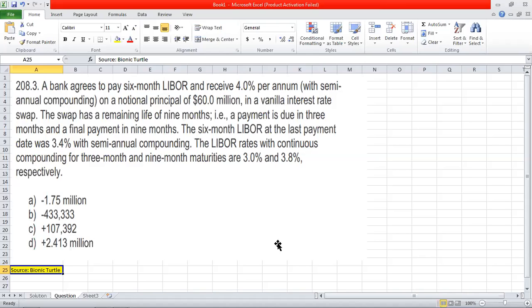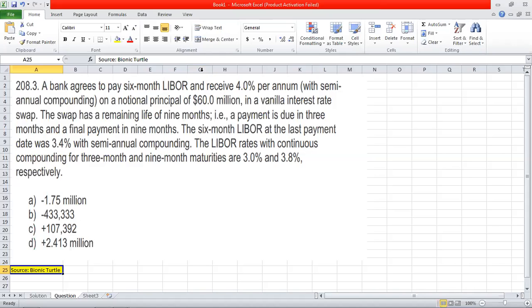The swap has a remaining life of 9 months. That is, a payment is due in 3 months and a final payment is in 9 months. So this is where it becomes interesting. How I always visualize an IRS is that I always try to draw a timeline. That is a rule of thumb that I apply whenever I'm dealing with anything which has a cash flow component and where you have to take a present value.